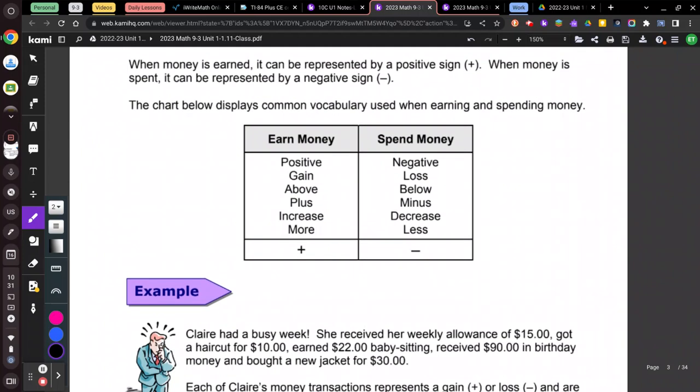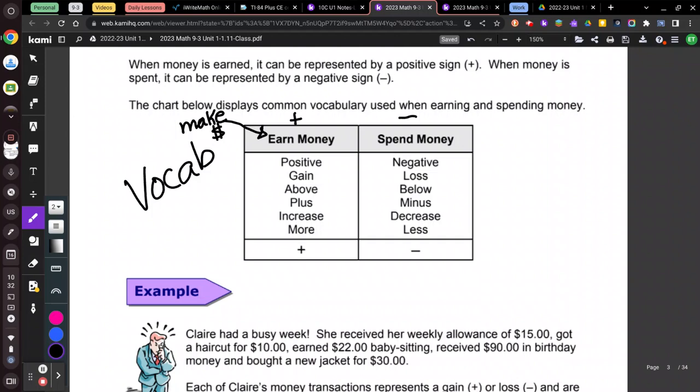All right, and this is how we talk about money on the next page. It says when money is earned, we use positive signs. When money is spent, we subtract it. It is a negative sign. It comes out of our bank account. And these are the words, this is the vocabulary that we need to be aware of. So when we earn money, that means we make money. So it's going in our bank account.